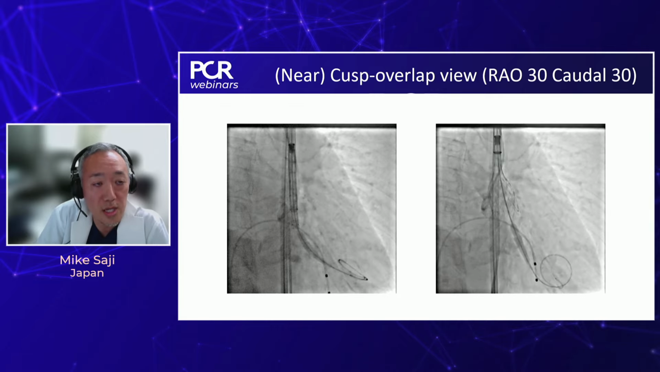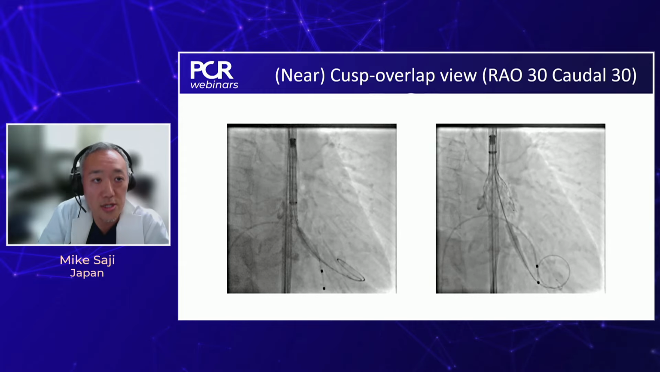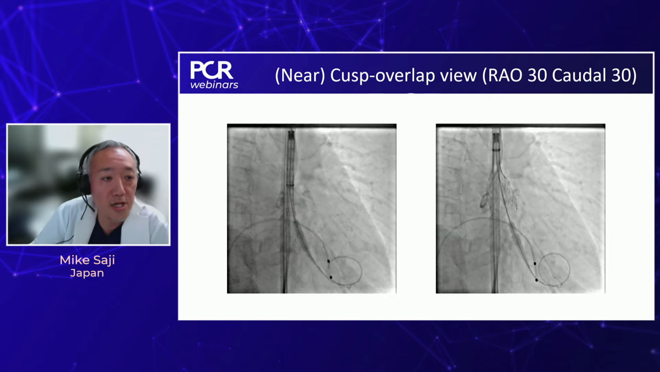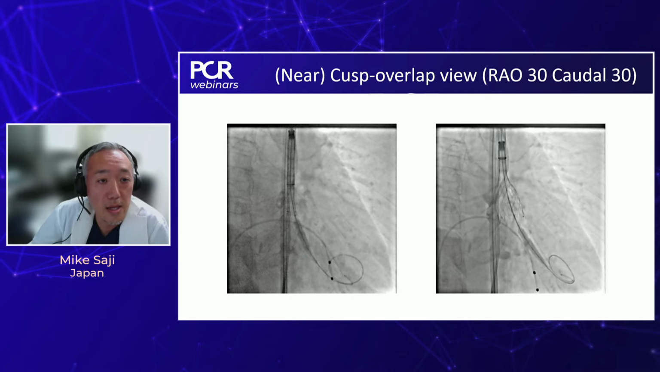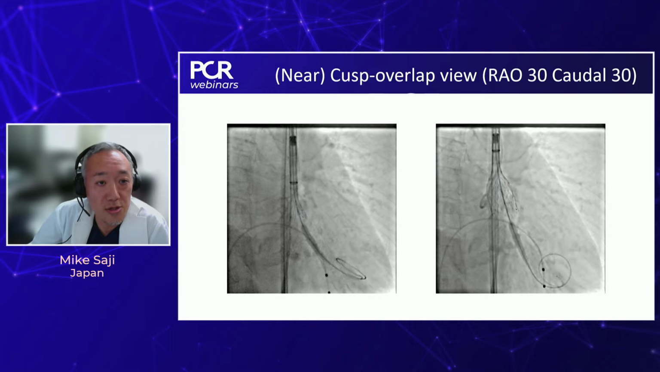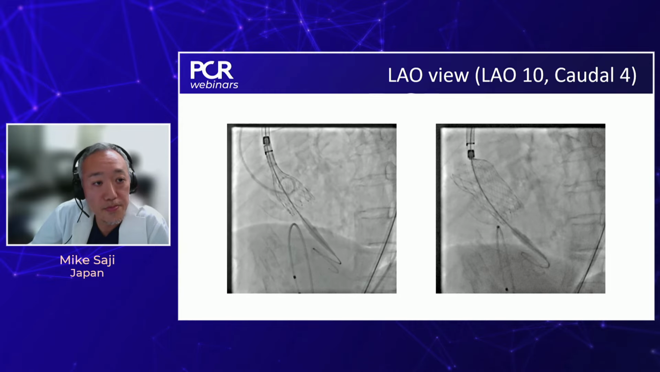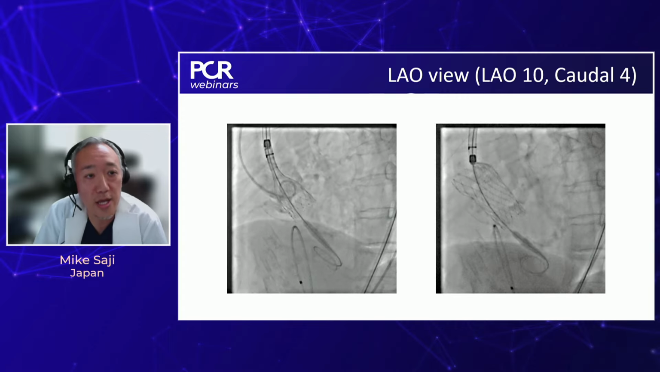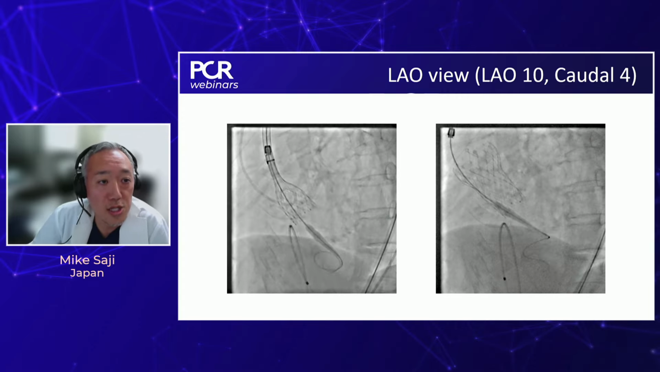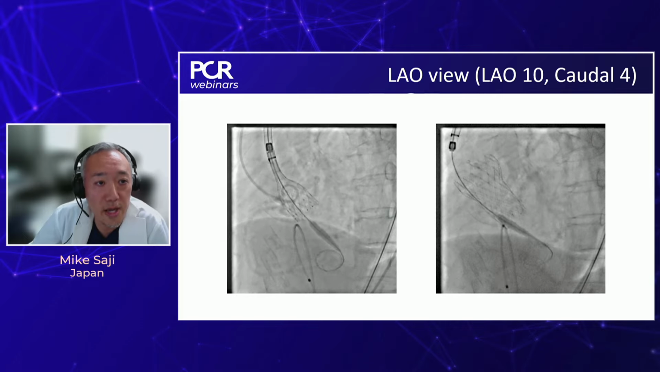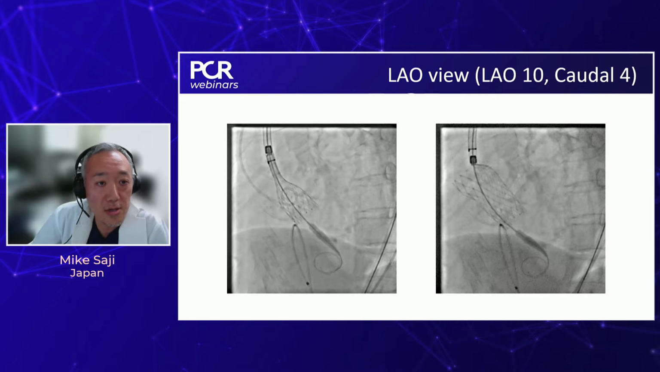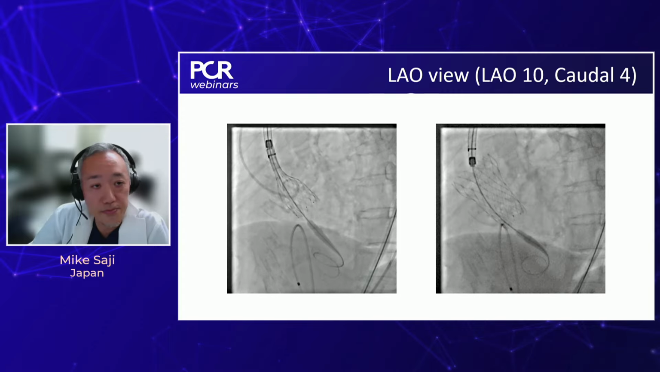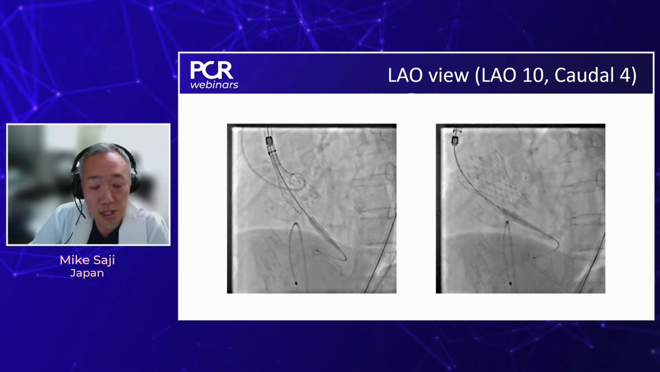Regarding the deployment, we used the so-called near cusp overlap view, with a little bit shallower RAO 30 and caudal 30. We positioned the valve and started to deploy the valve. And the depth looks okay. So we went to the LAO view and checked the depth, probably 3 or 4 millimeter, which is acceptable. And we released the valve, as you can see on the right, without popping out the valve. And also the expansion looks good.